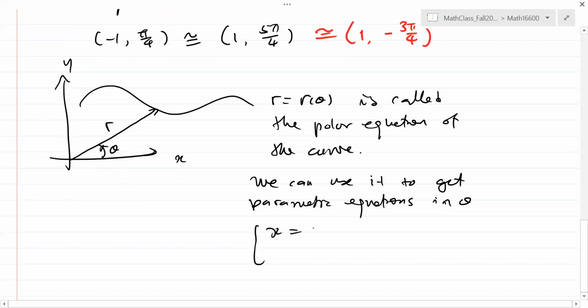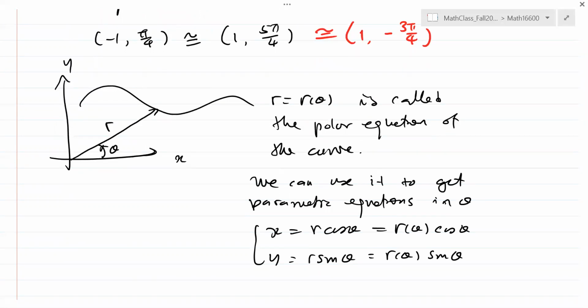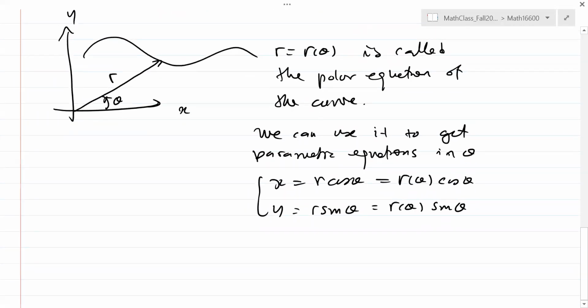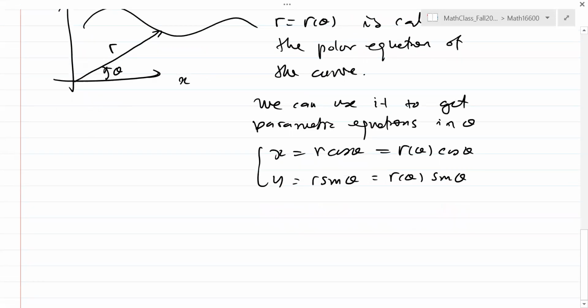Well, x is r cosine theta, right? r is going to be a function of theta, and y equals r sine theta. So x and y depend on one parameter, which is theta. So you get the parametric equations for the same curve. Now if you can cancel theta, eliminate theta, then you get the equation in x, y.